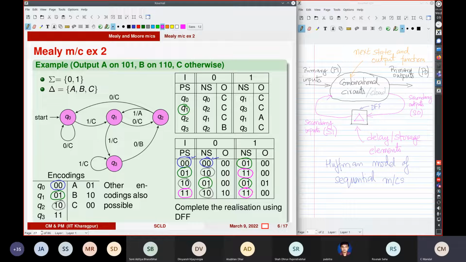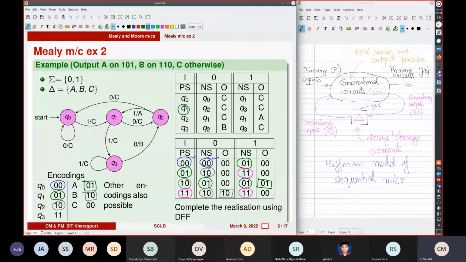Now let us look at the output encodings. If you like, let us say this is 0, 1 for A. So where do I have A? This is A, this is 0, 1. So this is your output encoding. Then 1, 0 for B. So you have B, which is 1, 0. And that's the only place you have a B.